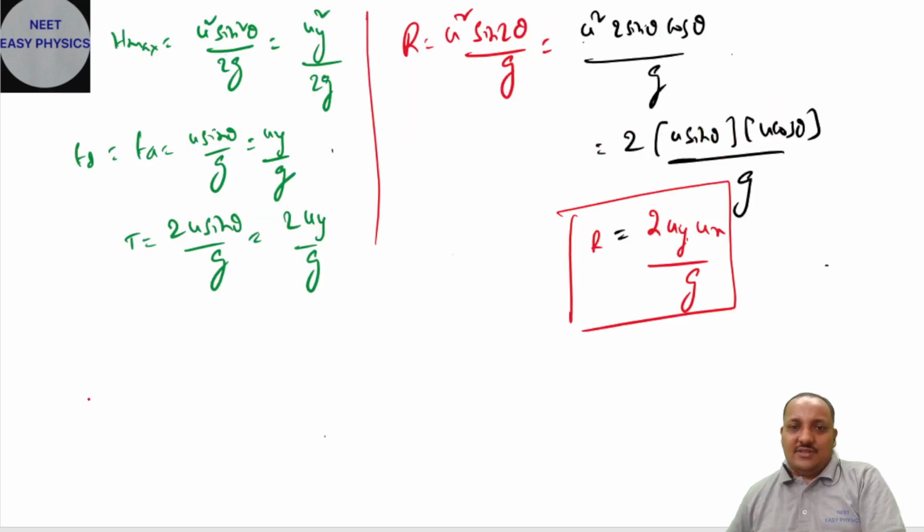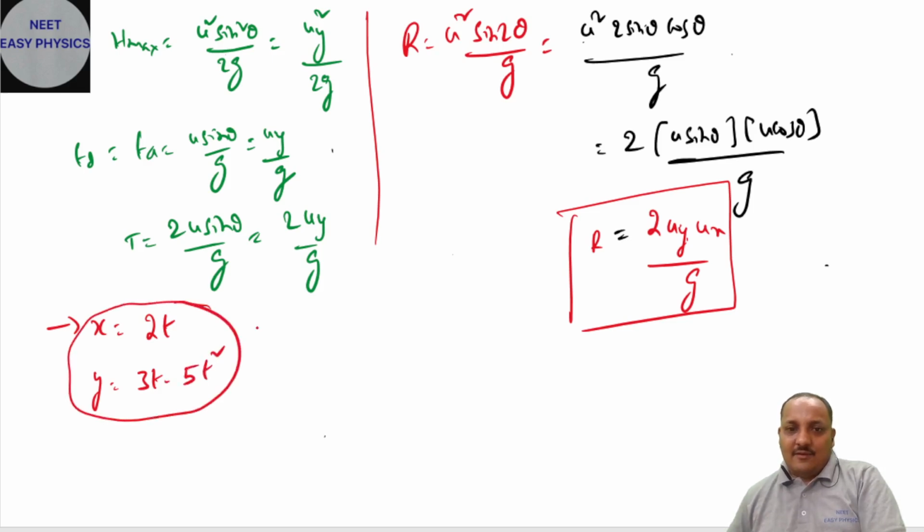Just if you want to see one simple problem: in a projectile case, x is equal to 2t, y is equal to 3t minus 5t square. So what is the total time? What is the maximum height? What is the range, if they ask? Okay. So what is the total time? Our formula is this one, 2uy by g.